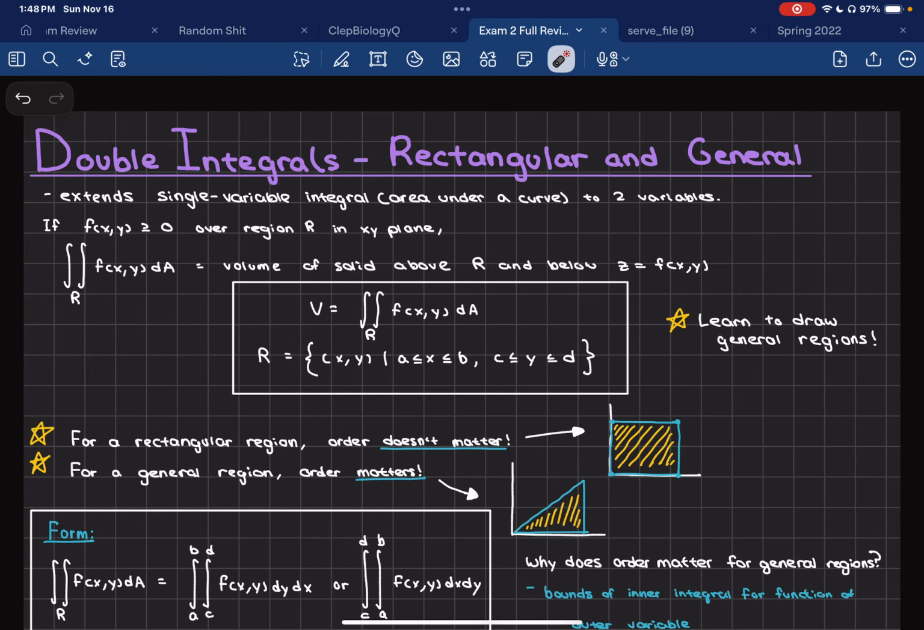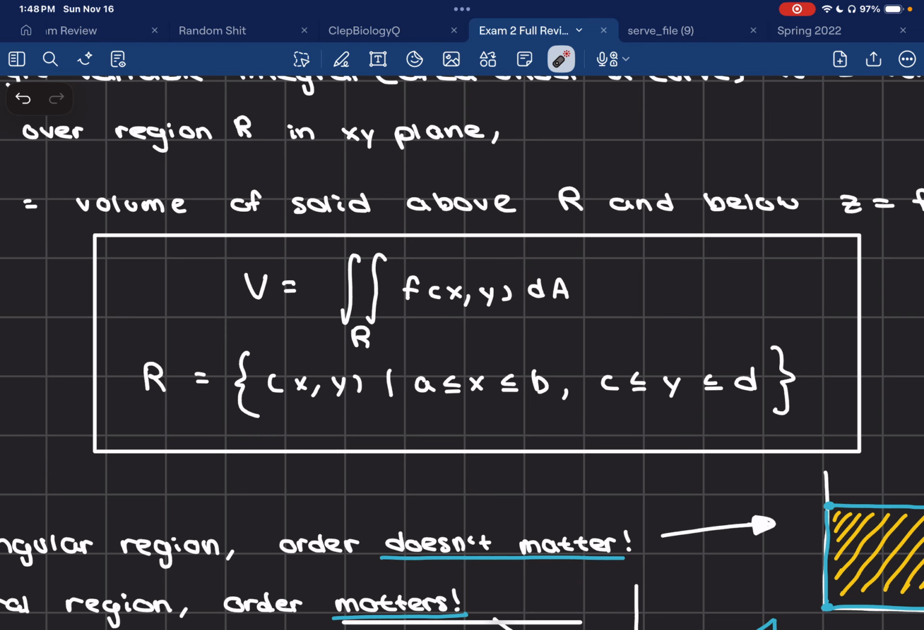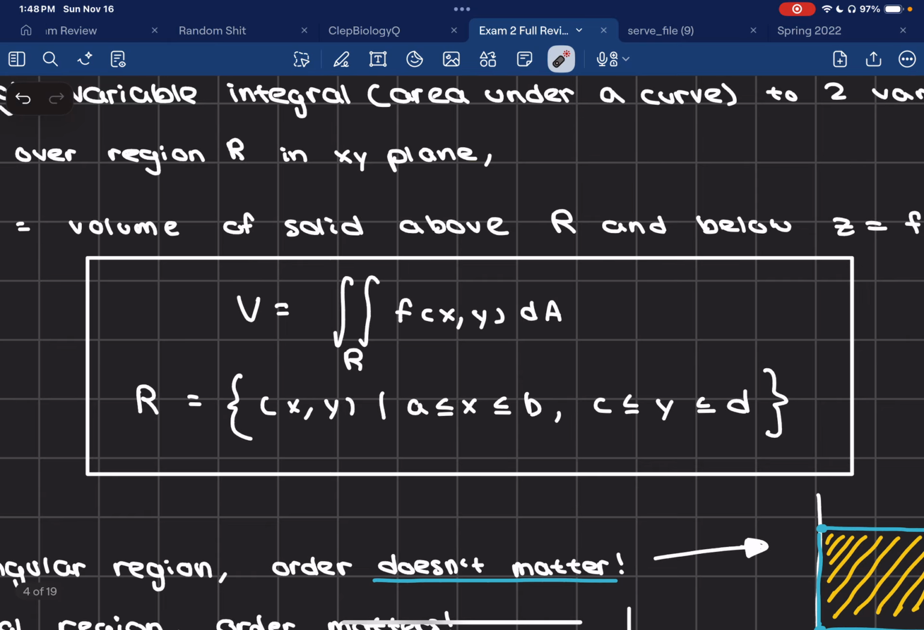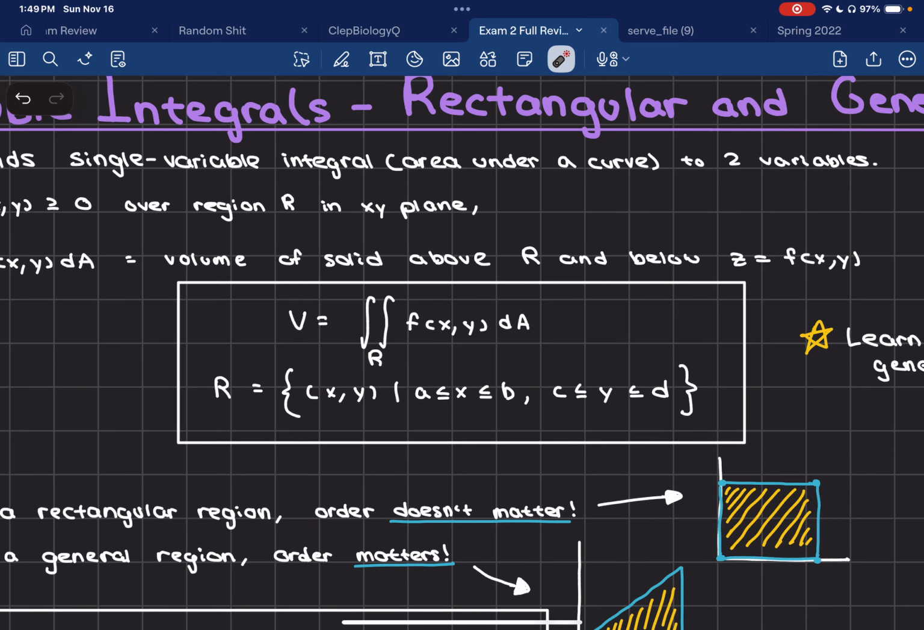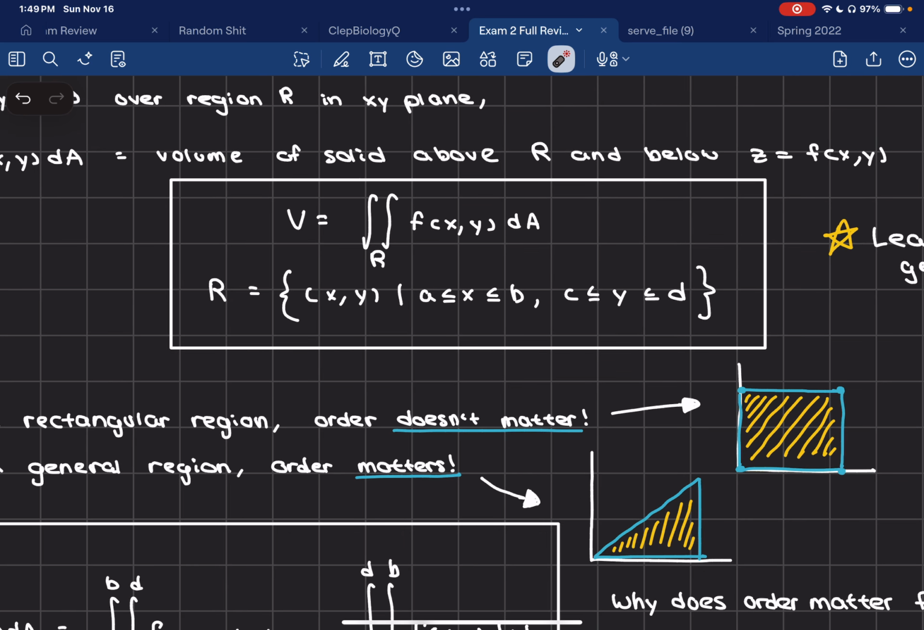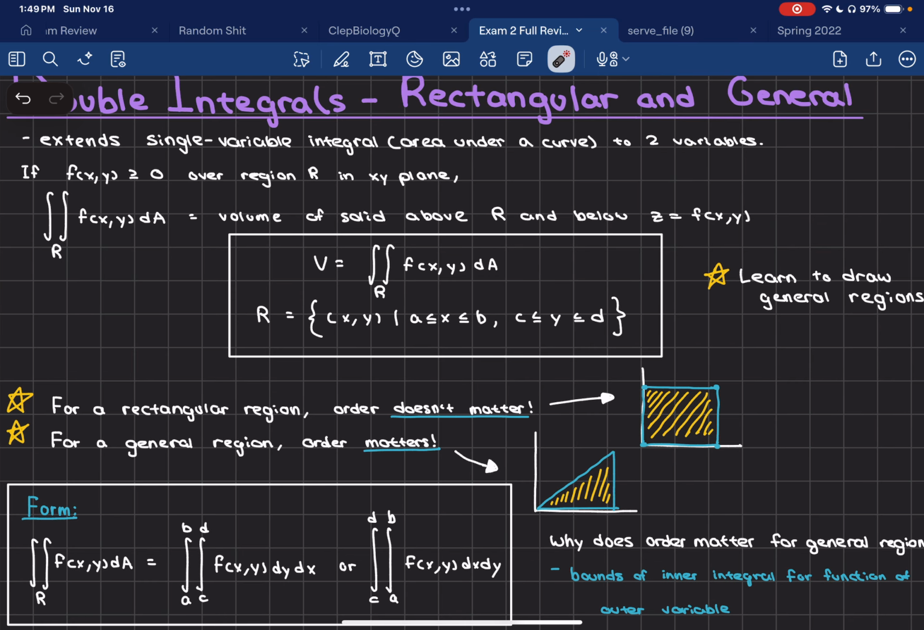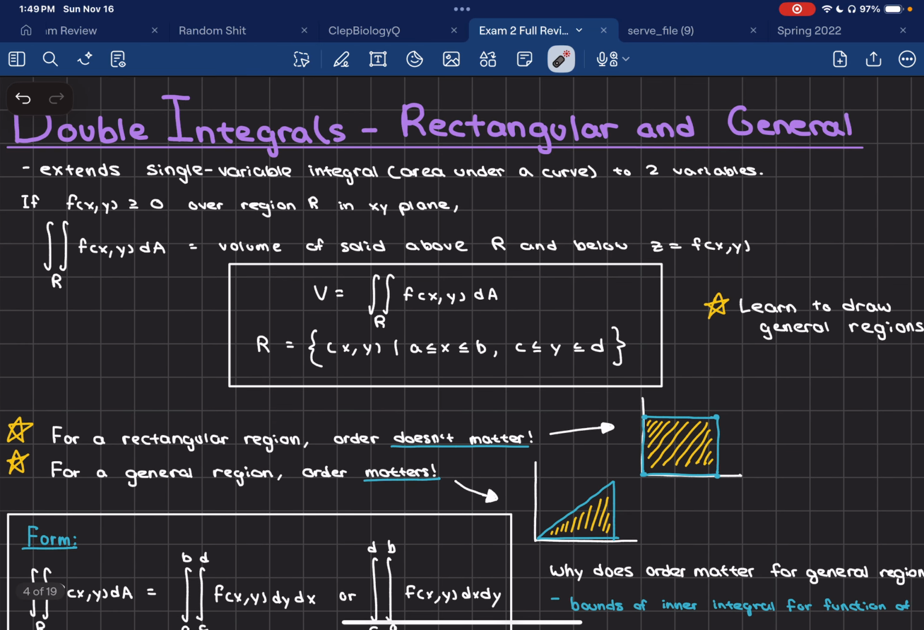Okay, so this is our form right here. This is our volume. Our volume is this double integral above the region and below z equals f, the function f of x, y. This is our x. As you can see, it's bound between two numbers here, a, b, c, and d. These are for our rectangular double integrals.